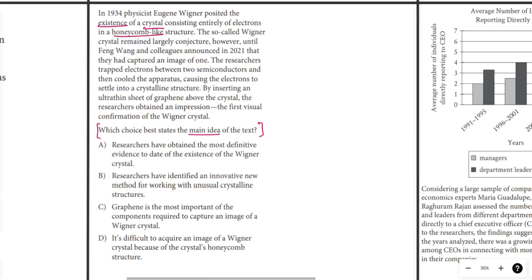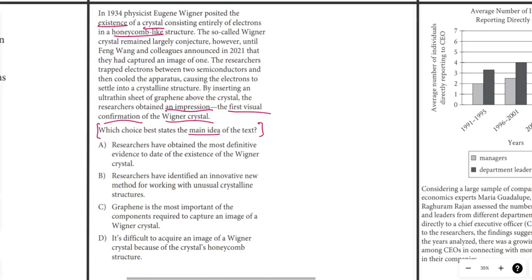The Wigner crystal was largely conjecture until in 2021, there was an image of one. The researchers trapped electrons between two semiconductors and cooled it, causing the electrons to settle in the crystalline structure. Researchers obtained an impression, a first visual confirmation of the Wigner crystal. Okay, so the main idea here, it seems like they hypothesized this existence, and many years later, we found evidence for it.